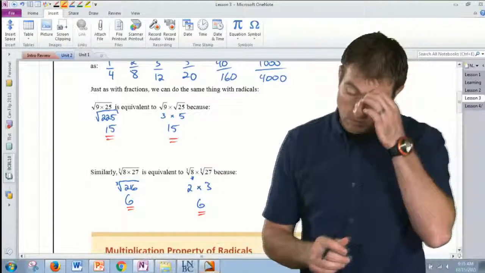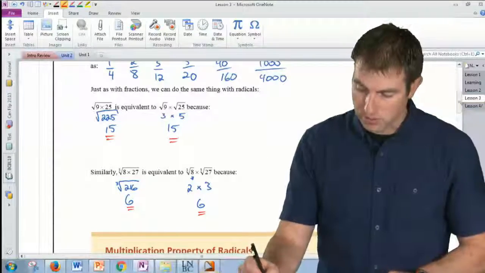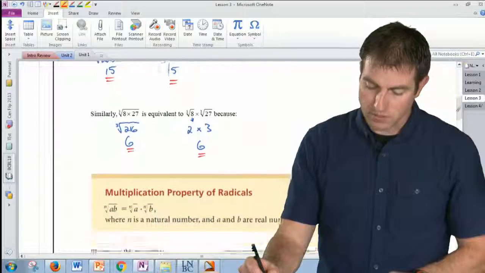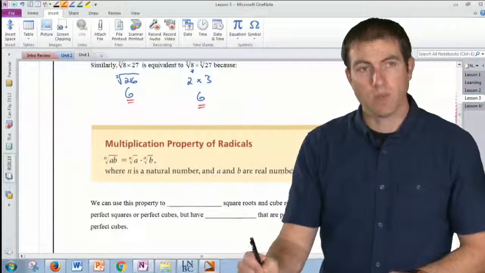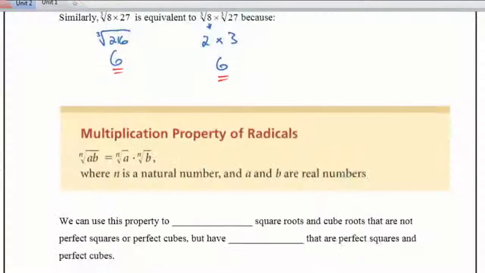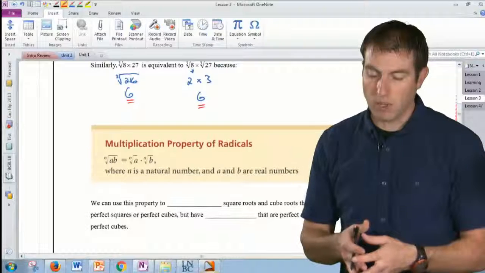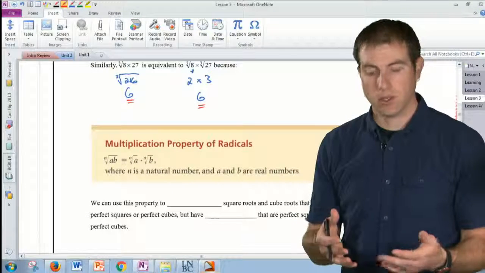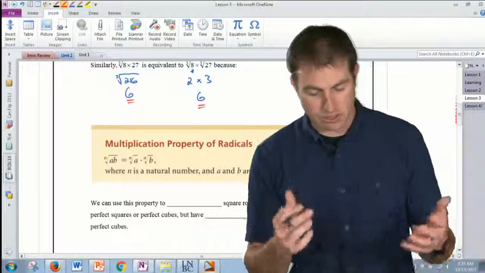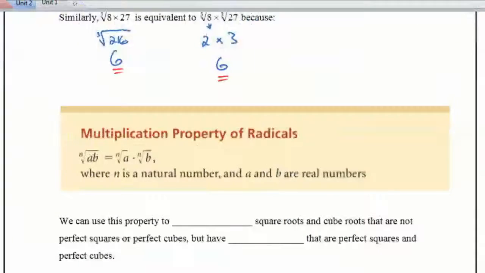So you're probably thinking, why are we doing this? What are we ever going to use this for? And I'll get to that here in a second. So this multiplication property of radicals is just kind of a fancy definition of the property that we just looked at. You can see it kind of gets really confusing. N is just a number. It says a natural number. We know what natural numbers are now.